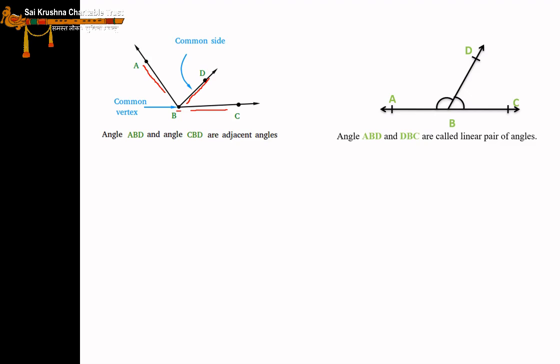Now let us look at a linear pair of angles. Adjacent angles in which the non-common arms form a line are called linear pairs of angles. Here, the non-common arms of the angles ABD and DBC are the arms AB and BC. We can clearly see from the figure that the arms AB and BC form a line, that is the line ABC. Hence, ABD and DBC are called a linear pair of angles.